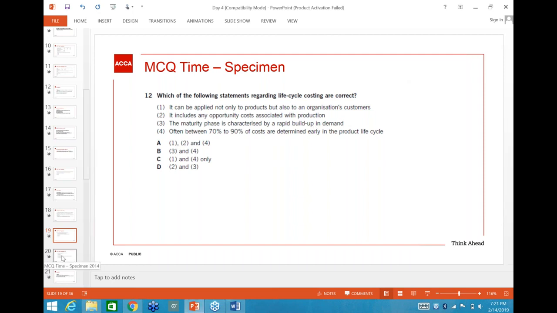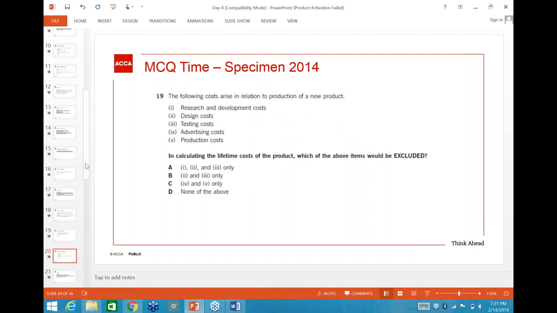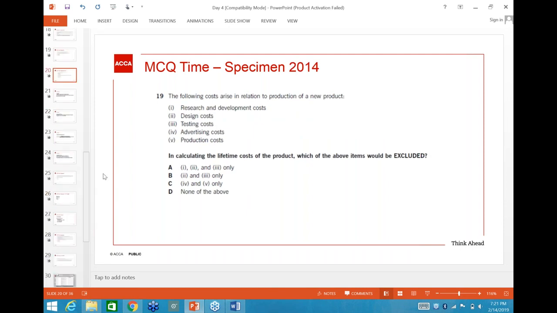And how about another one? The following costs arise in relation to production of a new product: research and development, design cost, testing, advertising, production. If you're doing life cycle costing, which do you exclude? Answer, I'm not going to waste time. Nothing. You take everything into account in terms of the cost that you incur, like what I said, except for aspects like opportunity cost. Okay, right.